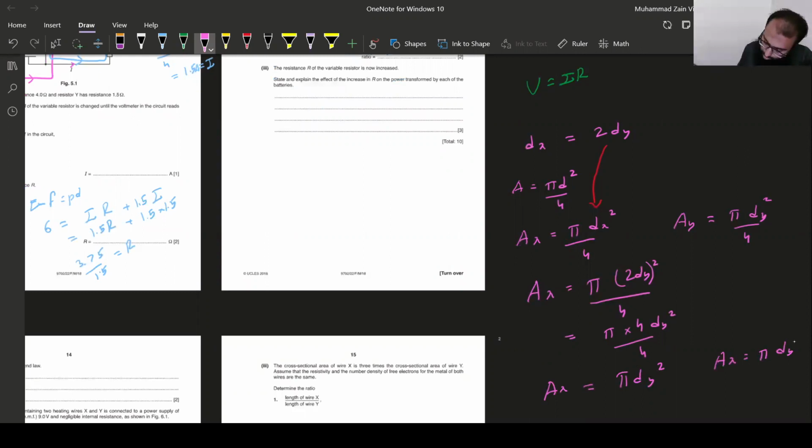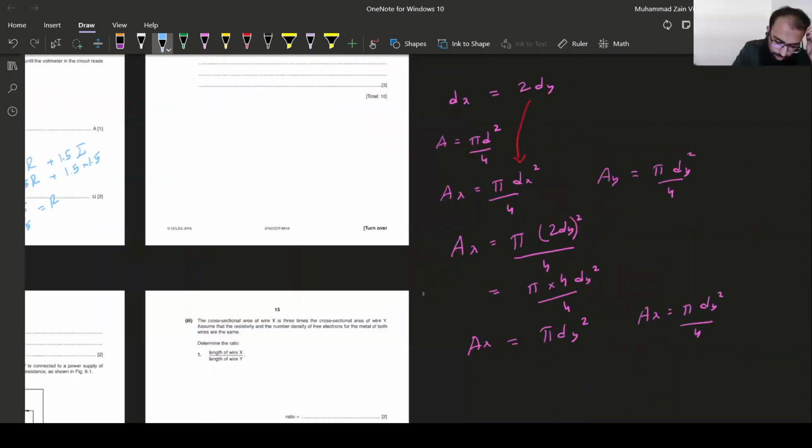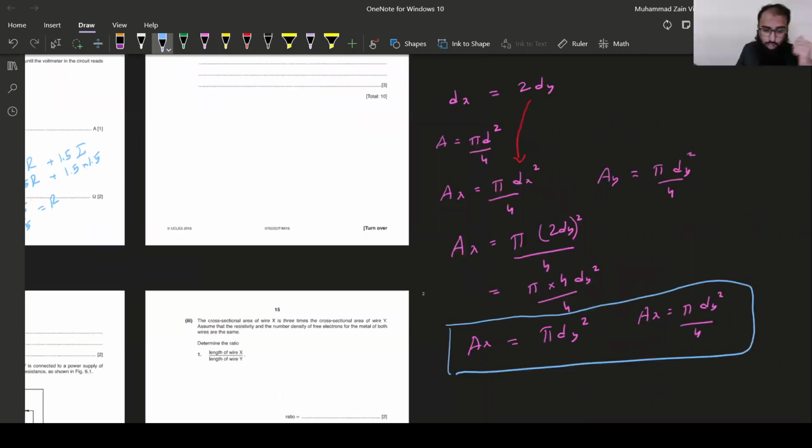If I now compare both these areas, I get this relationship that AX equals 4 multiplied by AY. Sorry, I made another mistake. I don't know why I'm writing things wrong. This was AY from here. So if I compare this, I get this relationship that AX equals 4AY.